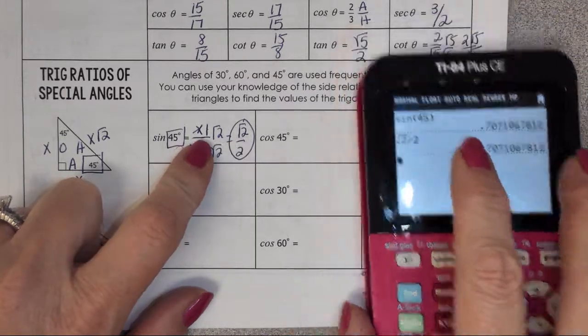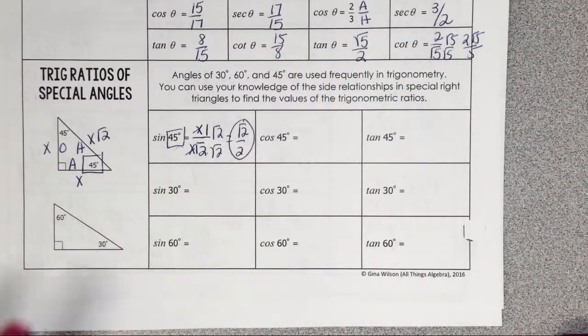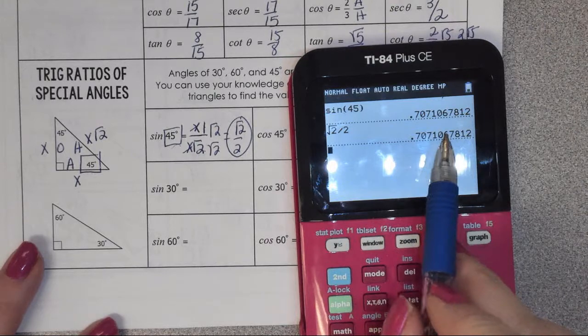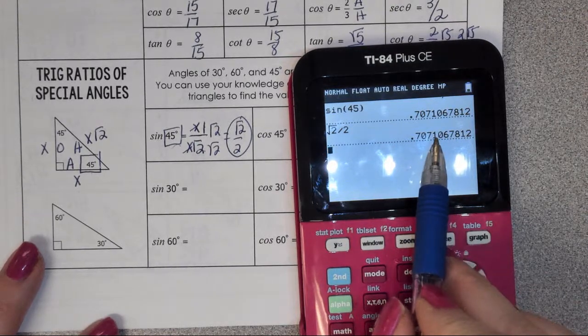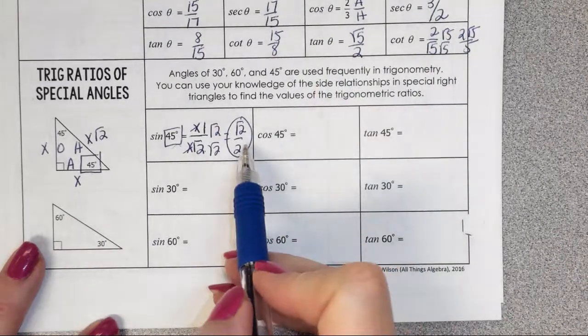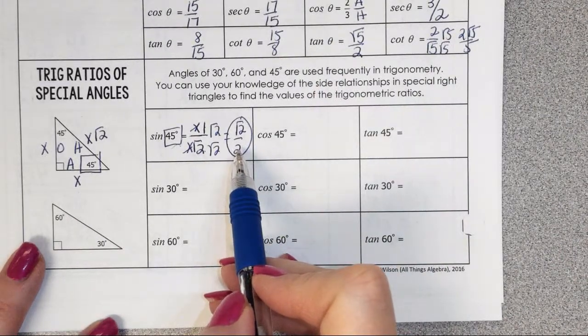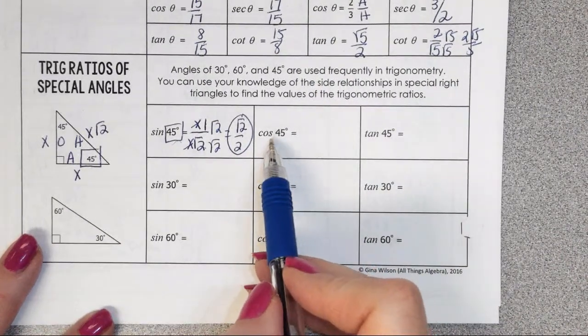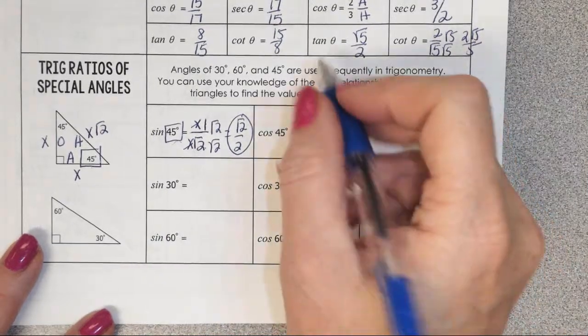They go on forever. So therefore, if I ask you for the exact answer, you can use your calculator to check, but if you give me that answer, that's wrong. That's not the exact answer. This is the exact answer. So what about the cosine of 45? Let's find the exact answer.